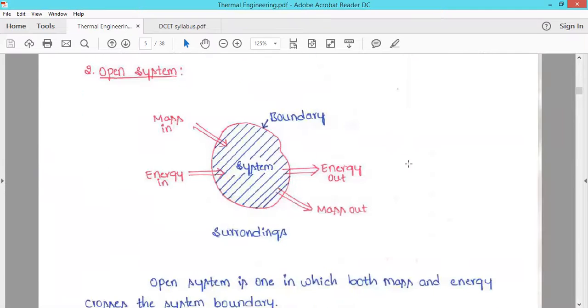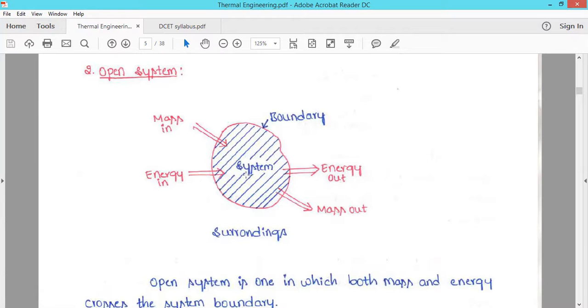Second one, open system. Open system is one in which both energy interaction and mass interaction take place. Example, if we consider the human body, we are taking the food, that is the mass in. By the excretion process, the waste is going out of the human body, mass out. If we consume the food, then heat energy is generated within our body, energy in. Some amount of the heat energy is radiated from our body to the surrounding atmosphere, energy out. That is the example. Human body is an example for the open system.